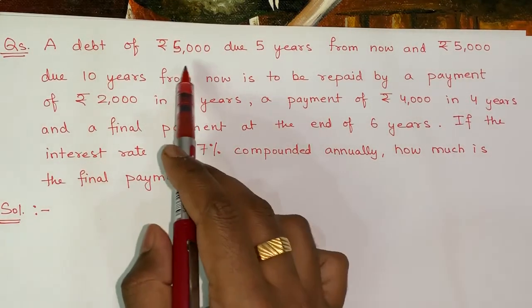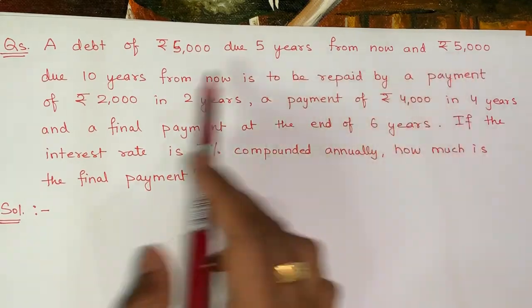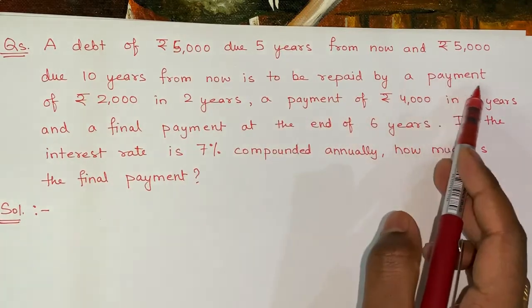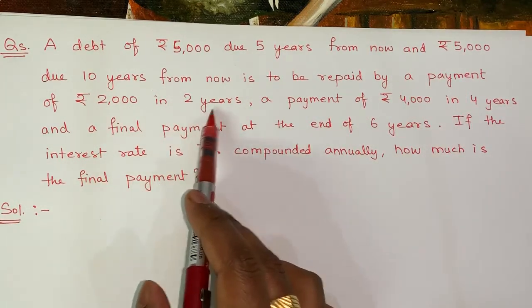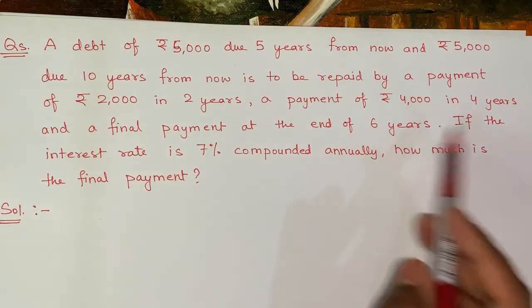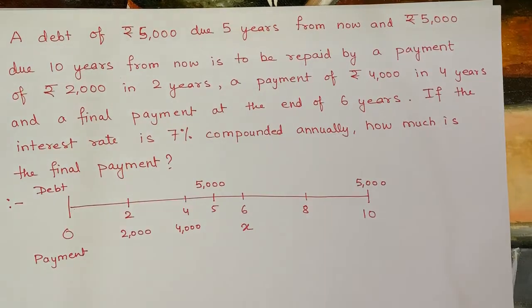A debt of rupees 5,000 is due 5 years from now and 5,000 due in 10 years from now, and it is to be repaid by a payment of rupees 2,000 in 2 years, payment of 4,000 in 4 years, and a final payment at the end of 6 years. So let's draw a timeline. So this is the timeline of the given question.